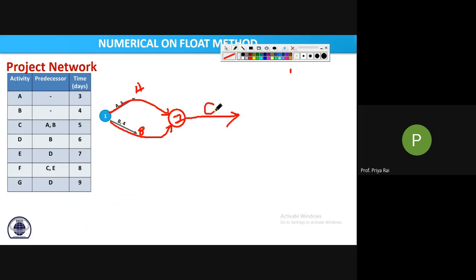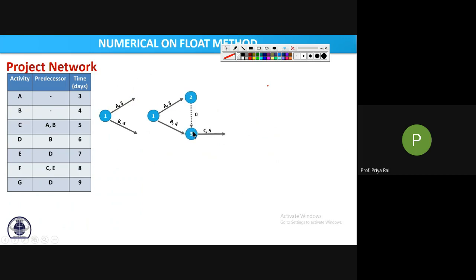Is it correct? No, ma'am. Why? Because your activities should not have the same starting event and the same finishing event. Then it will be a wrong diagram. So in that case, which activity do we have to consider? Dummy activity. Yes, very good. So we will put one dummy activity.